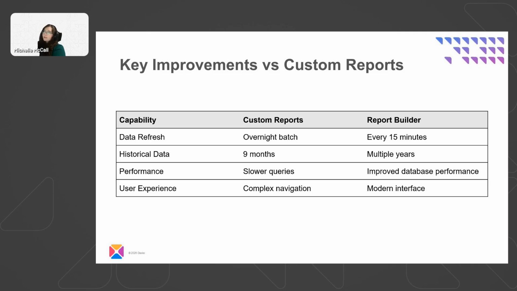So the data refresh for custom reports, of course, is overnight, but for Report Builder, it's about every 15 minutes. So it's a lot more frequent in that data refresh. The historical data also goes back a lot further. For custom reports, it's about 9 months, whereas for Report Builder, it goes back multiple years. The performance in custom reports was typically pretty slow, whereas Report Builder is typically faster, and they are working on making it even faster than it is now.